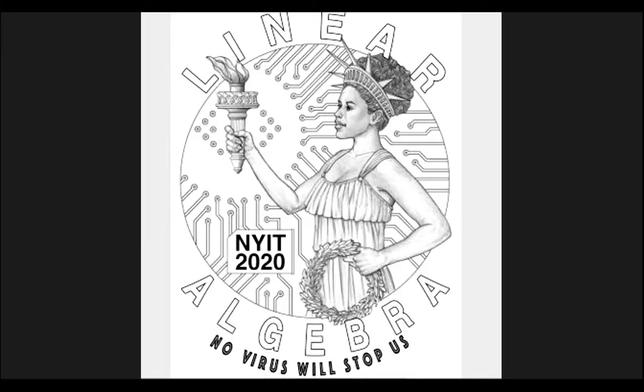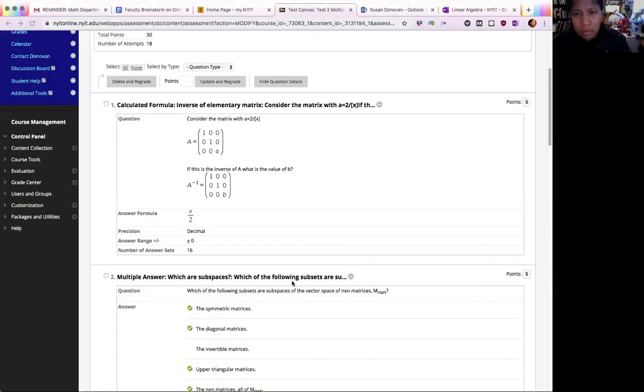Hi, it's Susan. We're going to take a look today at how to make a question in Blackboard that's dynamic. So you have one question, but multiple different numbers involved. First, let's take a look at an example of a dynamic question.